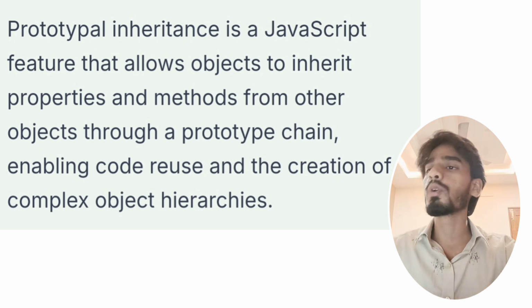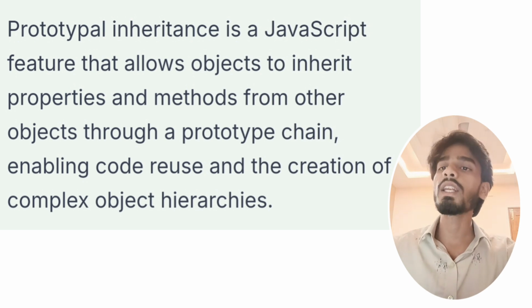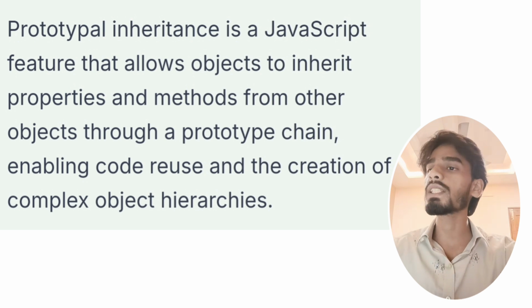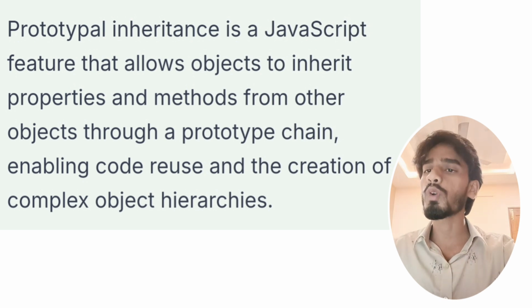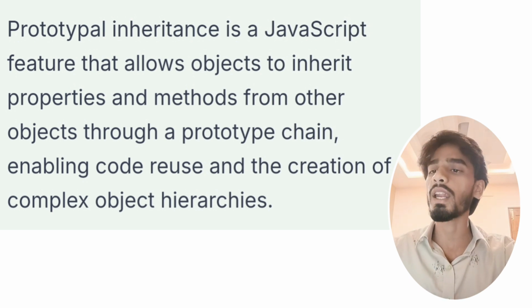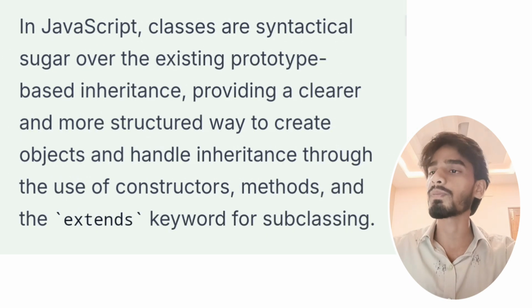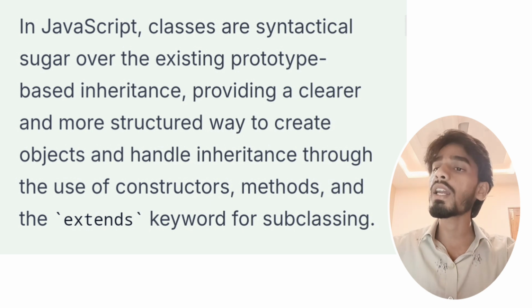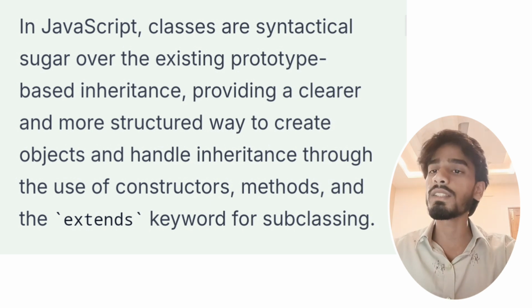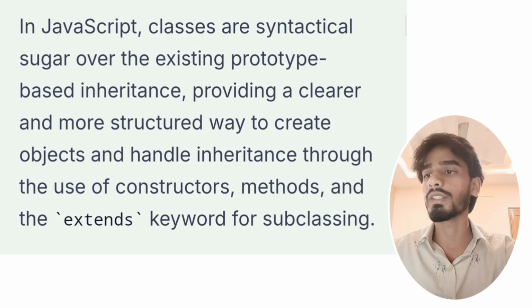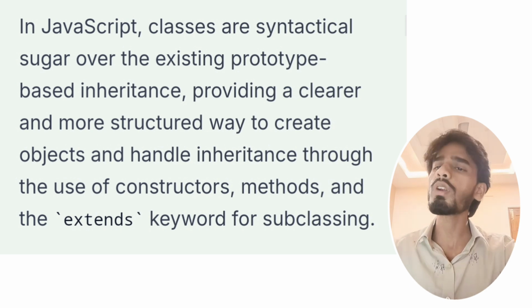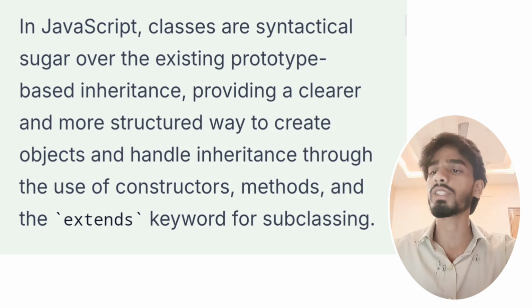What is prototypical inheritance? Prototypical inheritance is a JavaScript feature that allows objects to inherit properties and methods from other objects through a prototype chain, enabling code reuse and the creation of complex object hierarchies. What are classes? In JavaScript, classes are syntactical sugar over the existing prototype-based inheritance, providing a clearer and more structured way to create objects and handle inheritance through the use of constructors, methods, and the extends keyword for subclassing.